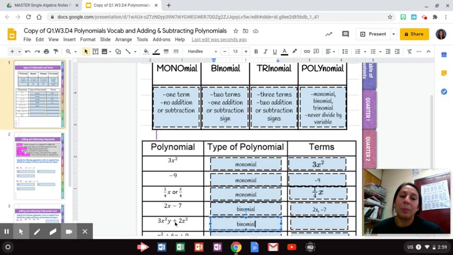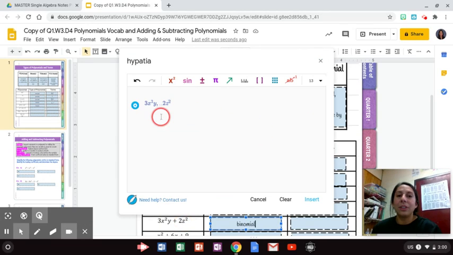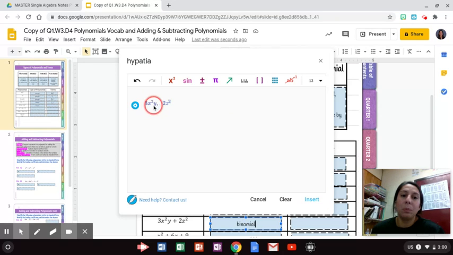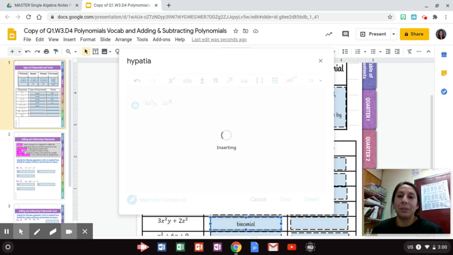Because that addition sign is right here, whatever's in front of it is one term, and whatever's behind it is my second term. Okay, so for this example, the 3x squared y was our first term, and then our next term was 2z squared. So I'm going to go ahead and insert that. Again, remember it drops it wherever, and we just move it.